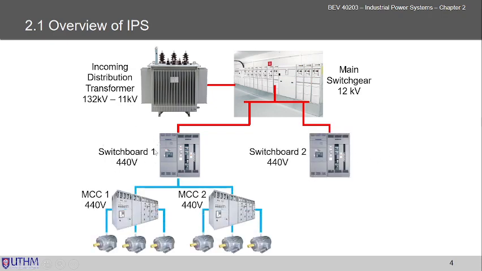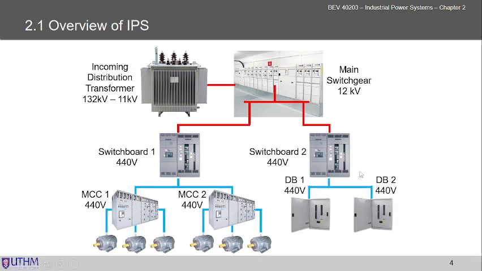Then for example, this switchboard 1 will serve a series of MCCs, for example MCC 1, MCC 2. And switchboard 2 is for general purpose. For example, you have the lightings, DB distribution board, and the general sockets, GB. So this is the overview of the IPS.